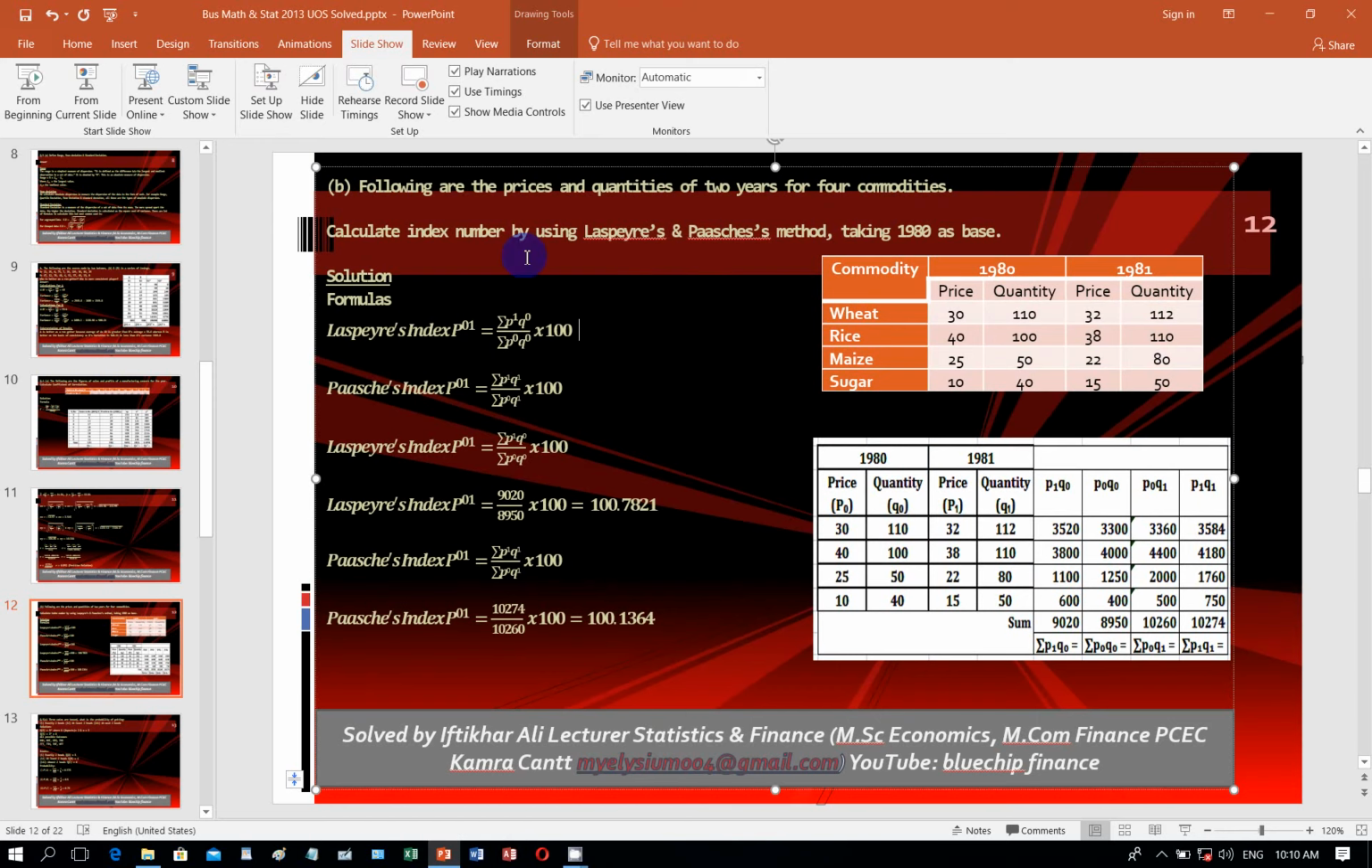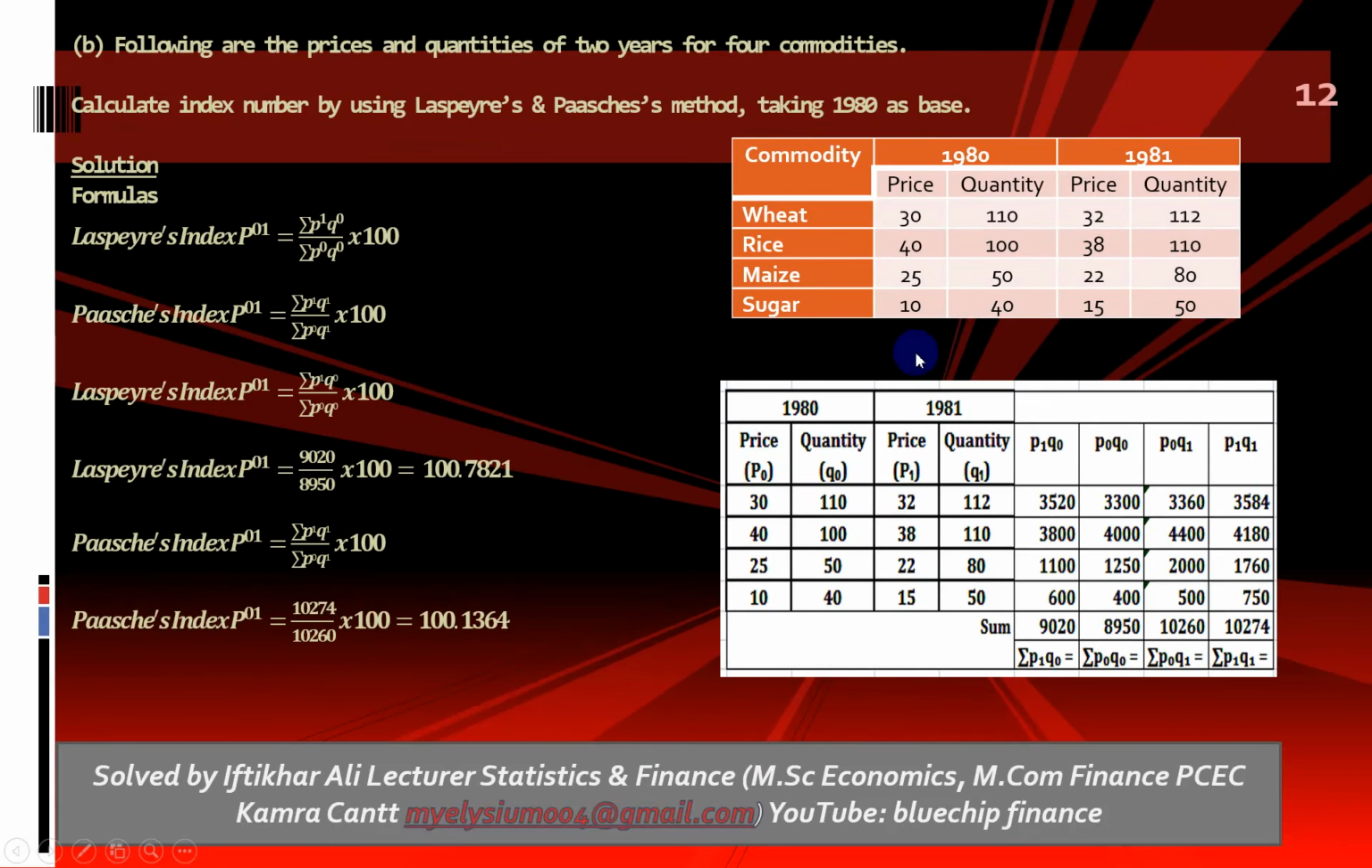We already discussed this type of question in a previous paper too. The first period's price and quantity will be the base price and quantity. So the price of 1980 will be P naught and the quantity of 1980 will be Q naught. Similarly, the price of the current period will be P1 and the quantity of the current period will be Q1. We need 4 calculations here: P1 Q naught, P naught Q naught, P naught Q1, and P1 Q1.